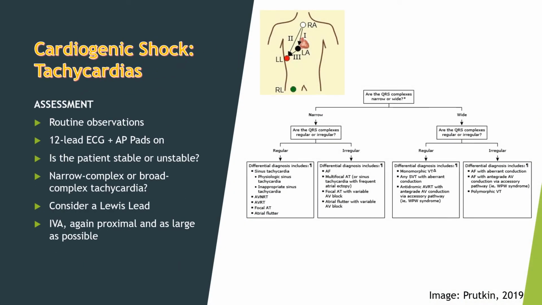Again, like our bradycardias, do routine observations. We want to do our 12-lead ECG, and we want to make sure our pads are on. And then we need to differentiate if the patient is stable or not. A patient would be considered stable if they had a good blood pressure and didn't have an altered GCS or chest pain, for example.